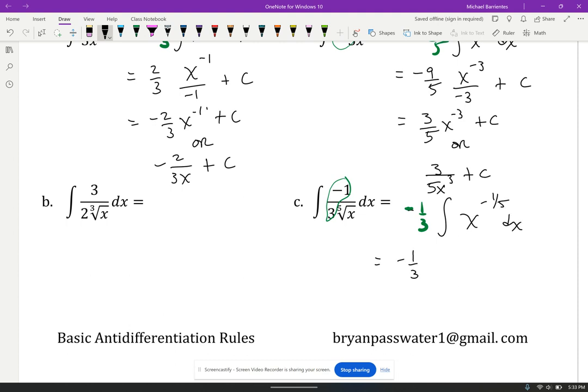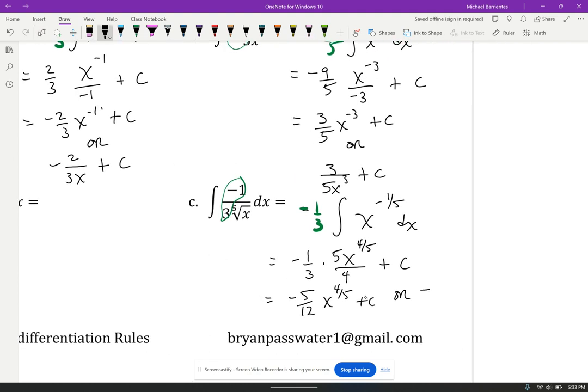So I have negative 1/3 times. I'm going to add 1 to the exponent. So that's going to give me 4/5, divided by 4/5, which is the same thing as multiplying by 5/4, plus c. So this is negative 5/12 x to the 4/5 plus c, or negative 5/12. Maybe I should do it over here on the side. Negative 5/12 the fifth root of x to the fourth plus c.